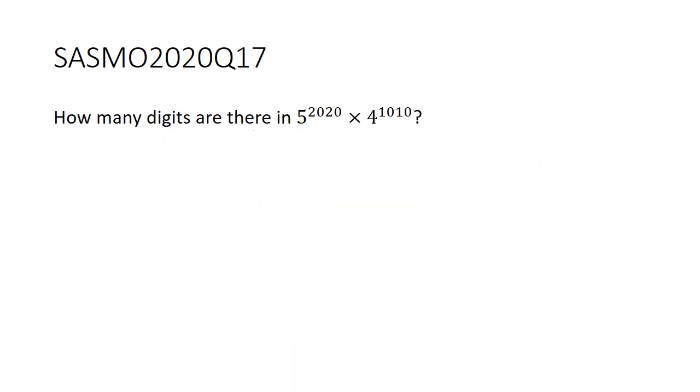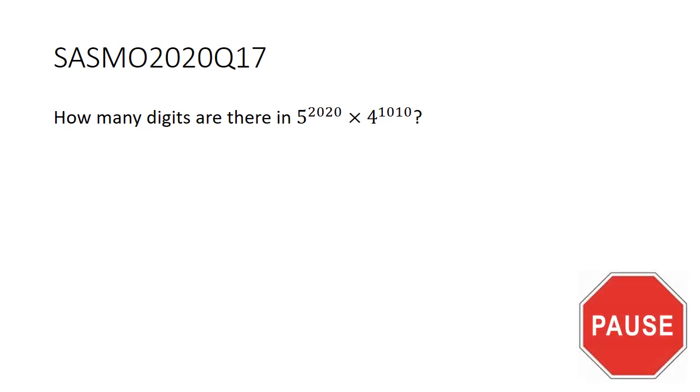Question number 17. How many digits are there in 5 to the power of 2020 times 4 to the power of 1010? Pause the video here and give this question a good try.